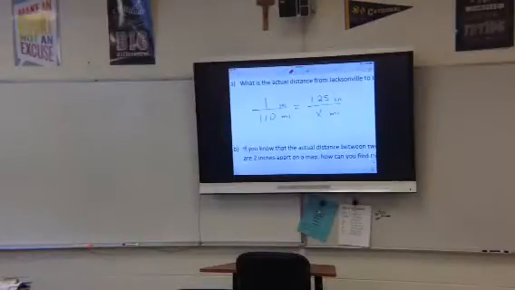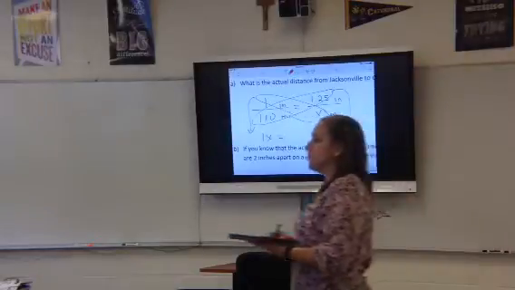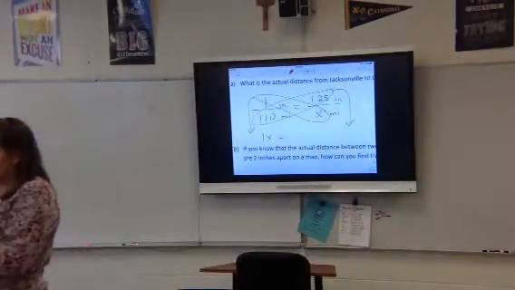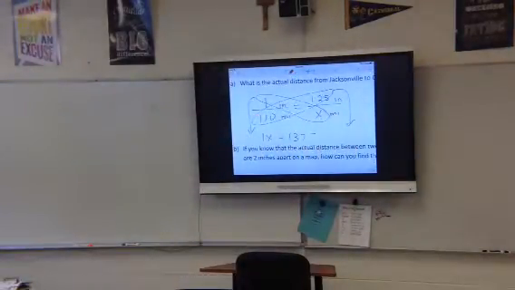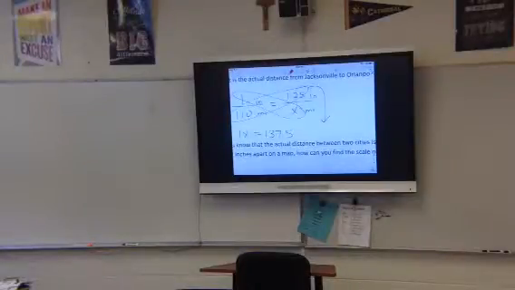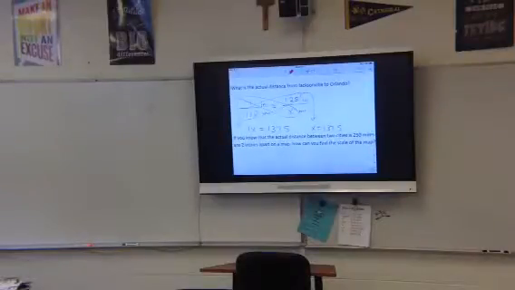All right, so we're going to cross multiply the 1 times the X and get 1X. All right, what is 110 times 1.25? 137.5. Now, is my answer going to change if I divide by 1? No. So X equals 137.5, and that is miles. We're talking miles there. Okay. Question on that?